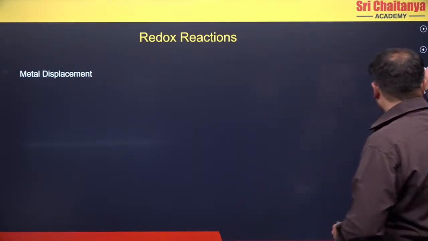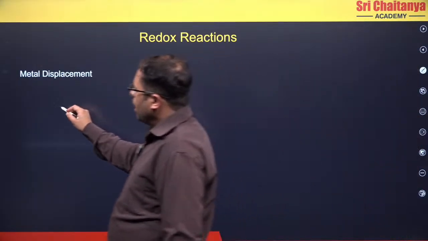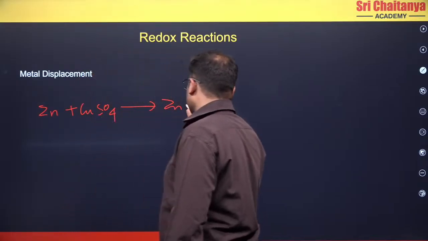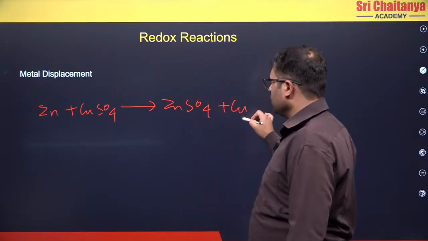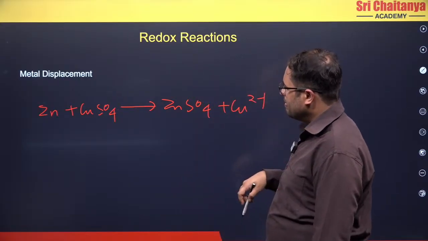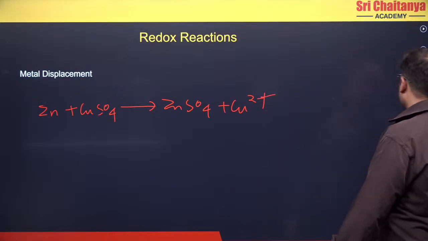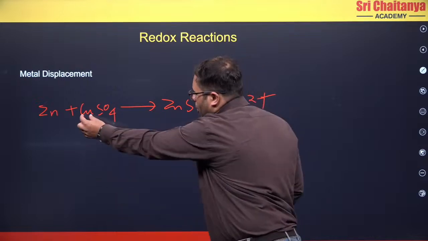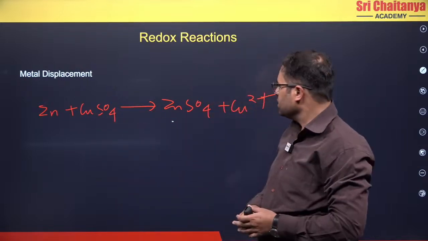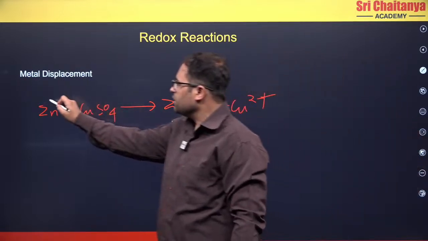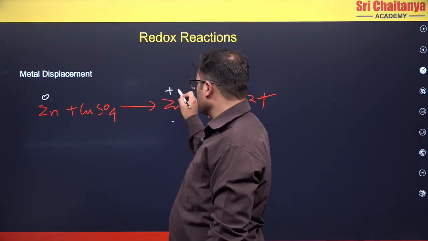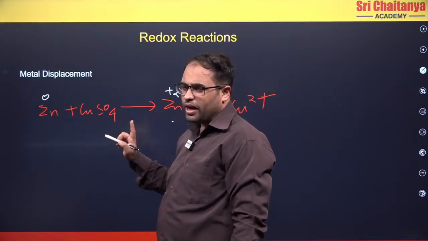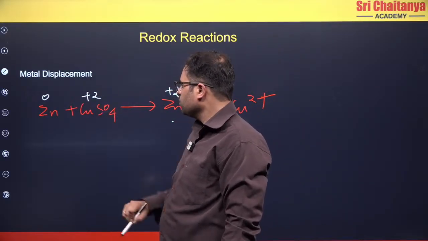Metal displacement. You have zinc, copper sulfate, zinc sulfate plus copper. Right. So what has happened here? Zinc has kicked out copper from this and formed this. Now here also let us check the oxidation state. This is 0. Here it is +2 because zinc 2+, SO4 2-. Now copper, SO4 2- is the same. Copper here is +2, right?